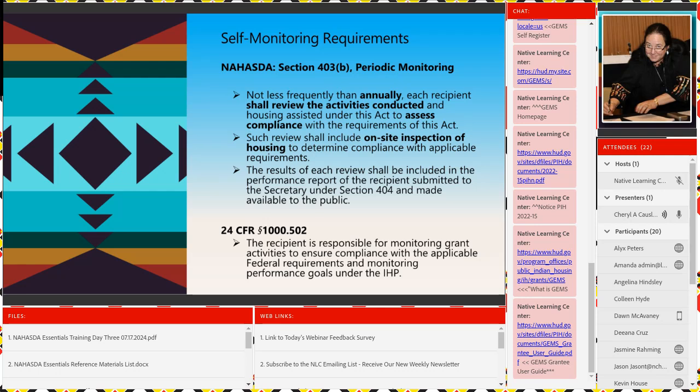The results of each review shall be included in the performance report of the recipient, that's your APR, submitted to the Secretary under Section 404 and made available to the public. Because your APR you put out there for like 2 weeks. 1502, the recipient is responsible for monitoring grant activities to ensure compliance with the applicable federal requirements and monitoring performance goals under the IHP.